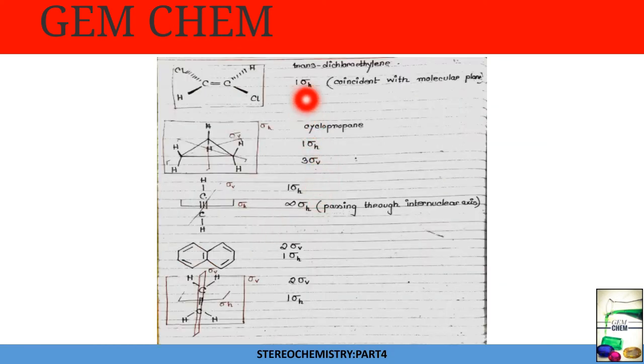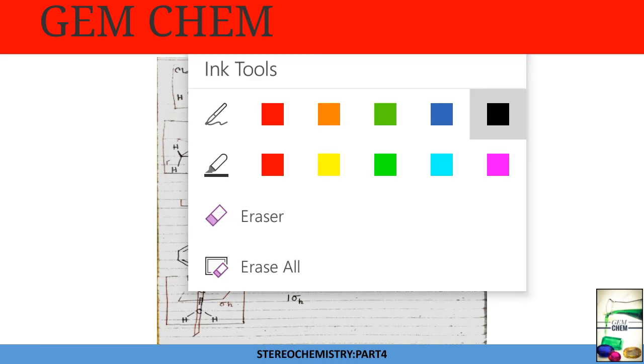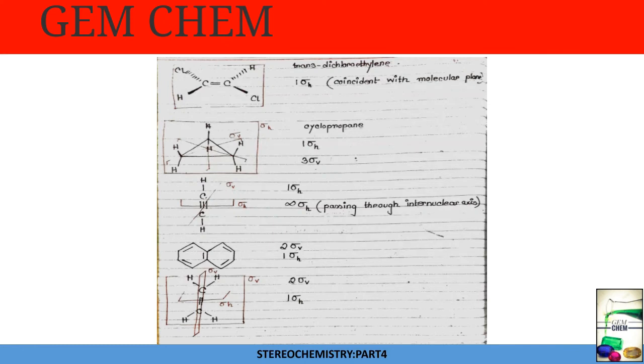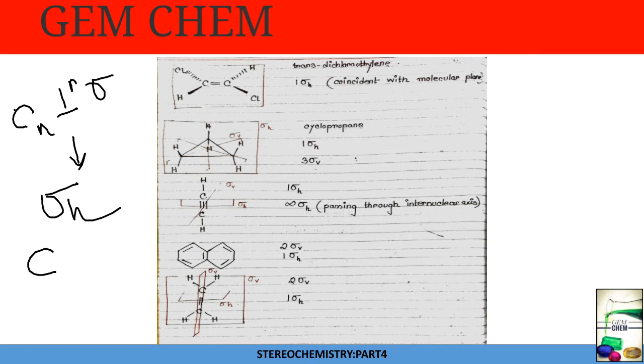Now next one is our trans-dichloroethylene. So here what happens, the molecular plane is coincident with the mirror plane, that is 1 sigma H, and we know that the axis of rotation is perpendicular to it, so here we get sigma H, not sigma V. So remember, when the rotational axis, that is the CN axis, is perpendicular to sigma, then that is sigma H, whereas when CN is in plane with sigma, then it is sigma V.